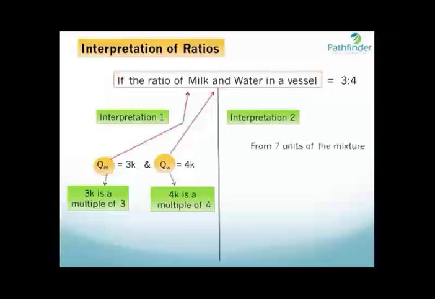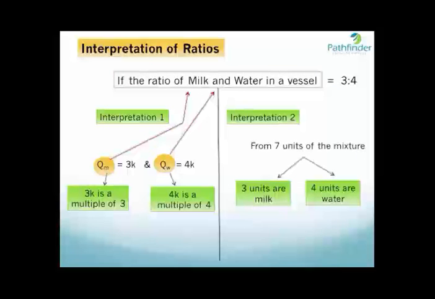Similarly, interpretation number 2, from 7 units of mixture, there are 3 units of milk and there are 4 units of water. So these are two important interpretations of ratios.